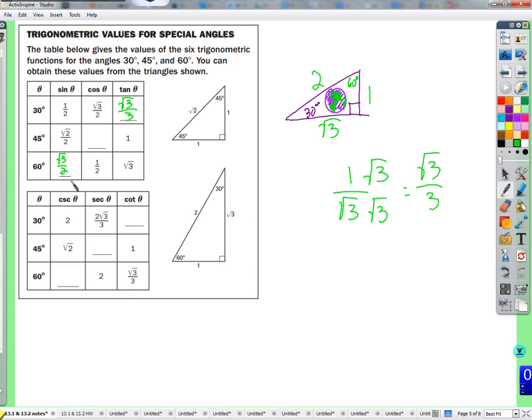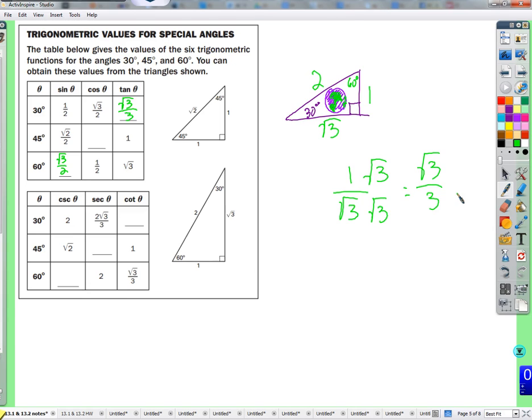Now the tangent is not as simple. The tangent is the opposite over the adjacent. So it's the reciprocal of 1 over root 3. It's root 3 over 1.